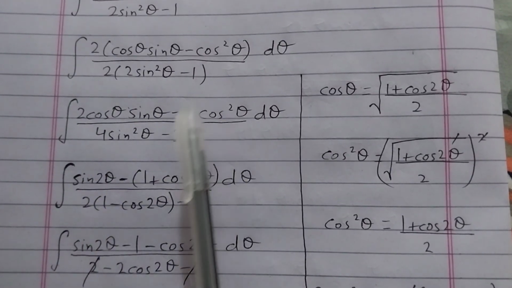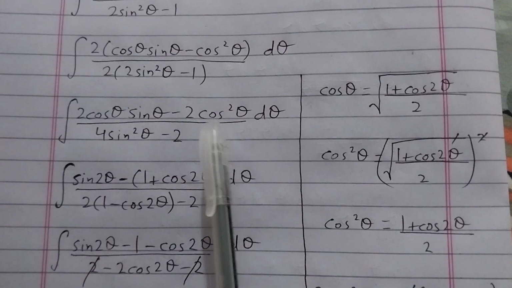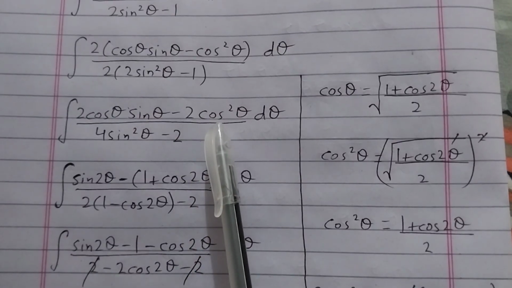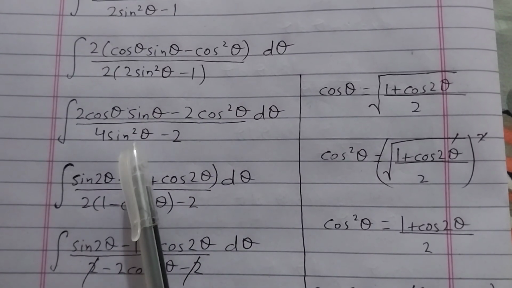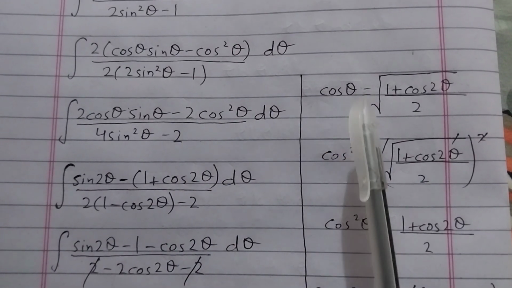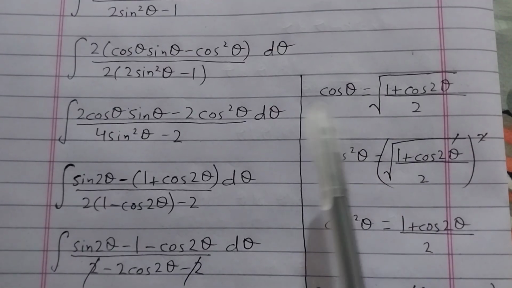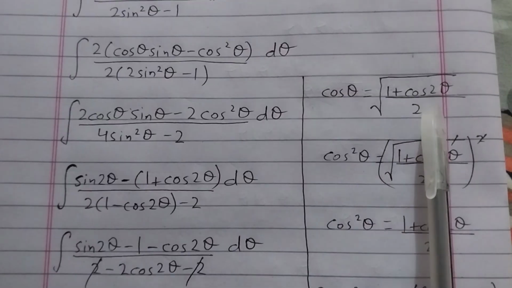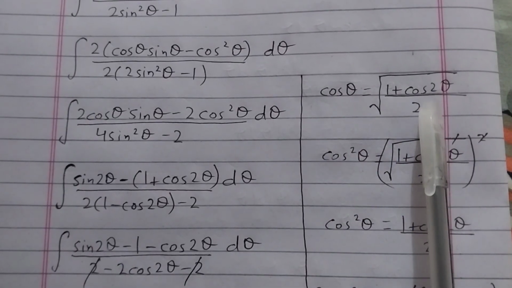So the next step which I did was to use the formula of cos square theta and sin square theta. And cos theta is basically square root of 1 plus cos 2 theta over 2. This is the half angle formula, where the half angle is converted into the double angle. Theta is being converted to 2 theta.